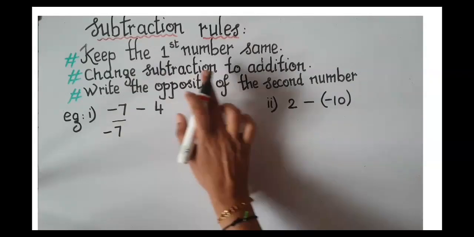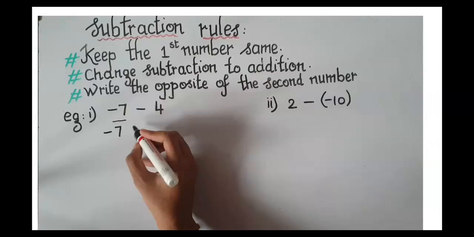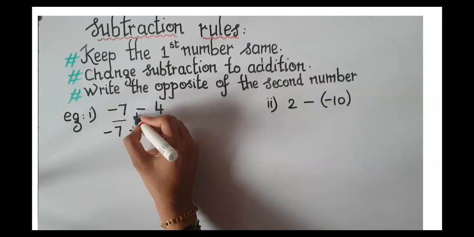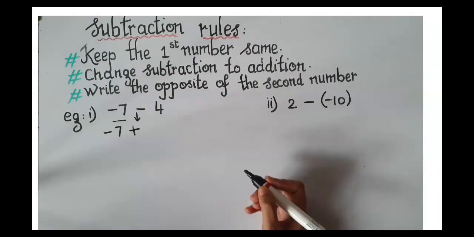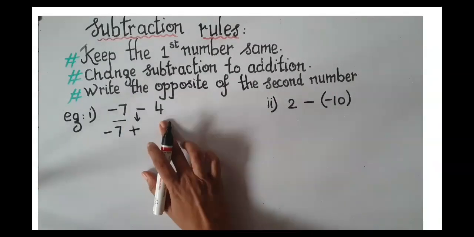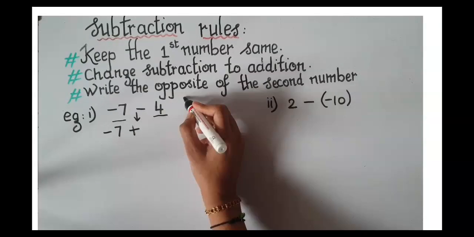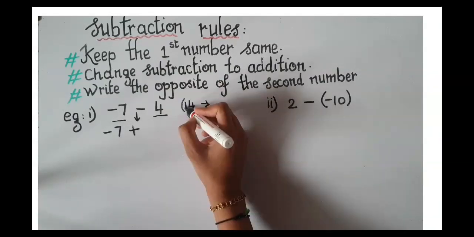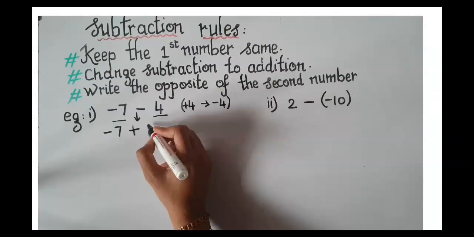Keep it. Change subtraction to addition. So change the operation of subtraction to addition. That's your second step. And your third step, write the opposite of the second number. The second number, as you can see, is +4. It doesn't have any sign, that is +4. Let's change the sign, that is, we have to write the opposite number of 4.